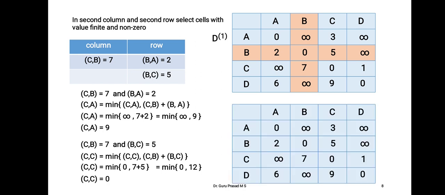Okay, next in the matrix we have to update the new values. c to a: in the matrix c to a value is infinity, infinity is replaced by 9. Next, c to c value is 0, 0 replaced by 0.